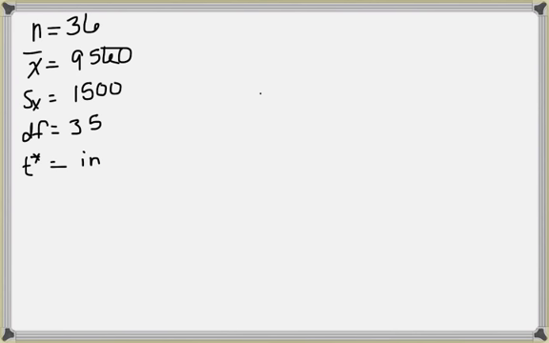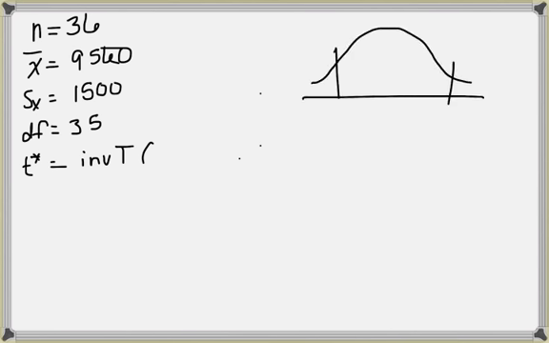And if you're getting it from the calculator, it's inverse T. We're going to use the area below. So if we're doing a 95% confidence interval, we want this middle 95%. So that leaves 5% in the two tails combined. So that means we're leaving 2.5% in each place. So this is going to be 2.5, and this is going to be 97.5. So this is where our T, or our critical value, is going to come from.